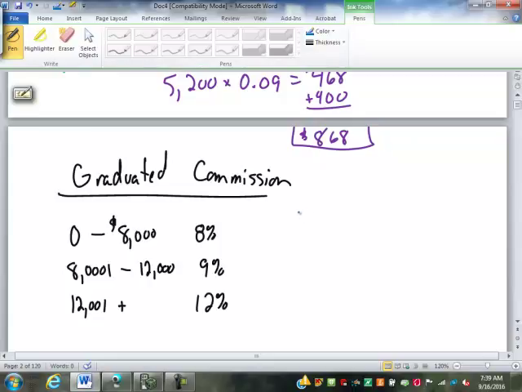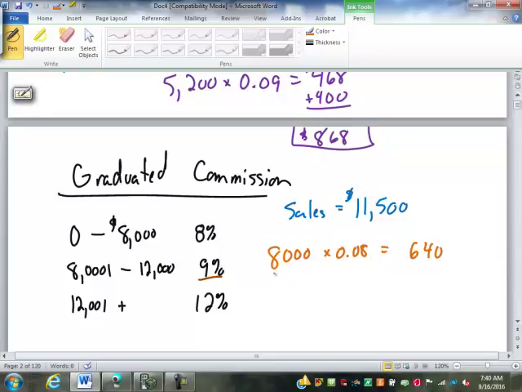So let's say you have a week where your sales are $11,500. Does that mean you're going to get 9% commission on all of it? No. What it means is you're going to get 8% commission on the first 8,000, which is $640. What's over 8,000, anything between 8 and 12, you're going to get the 9%.